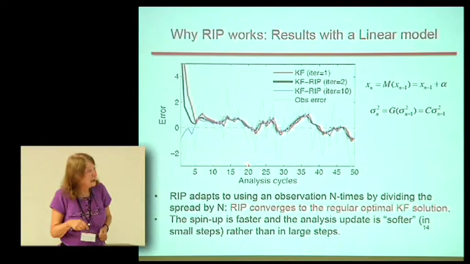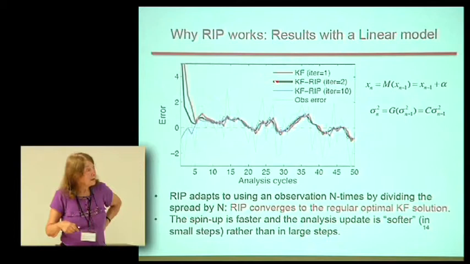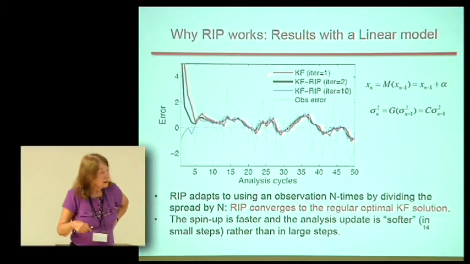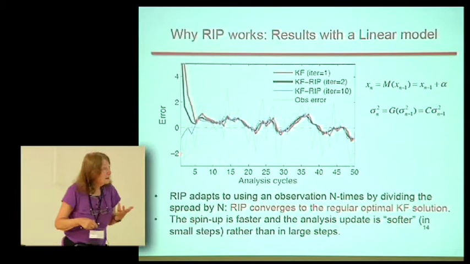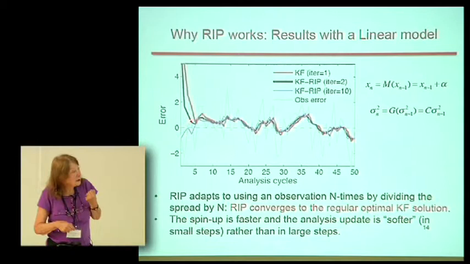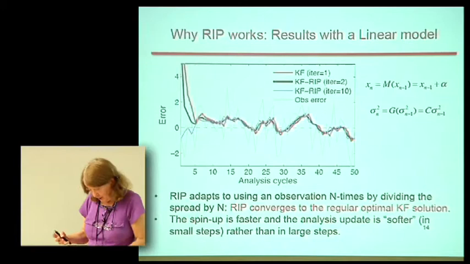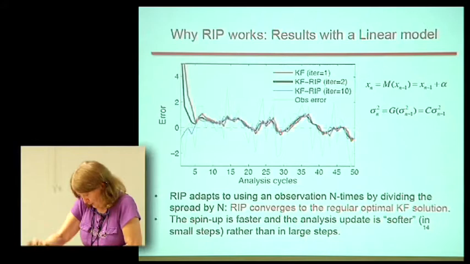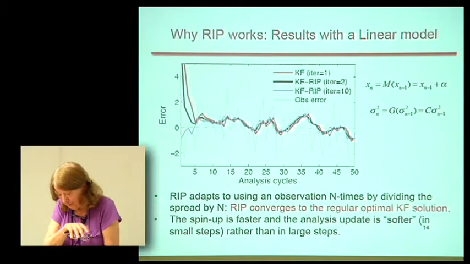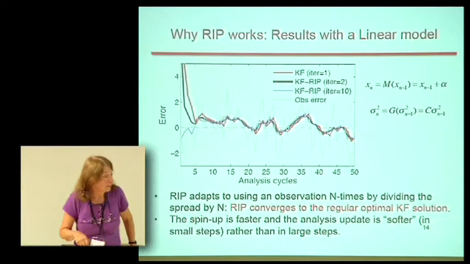The solution of this linear model is 0, and the Kalman filter is shown in red. If we make 2 iterations or 10 iterations of running in place, we get the black and blue lines. You can see that the only large differences are at the beginning, when the spin-up is much faster. So running in place converges to the regular optimal Kalman filter solution, because the Kalman filter is so intelligent that it realizes that using the observations more than once divides the variance by n, and it also realizes that the forecast is more accurate proportionally, so it compensates and you get the same solution.